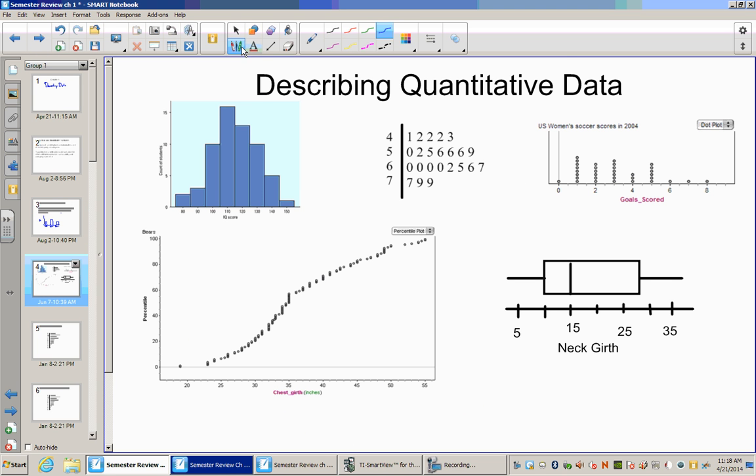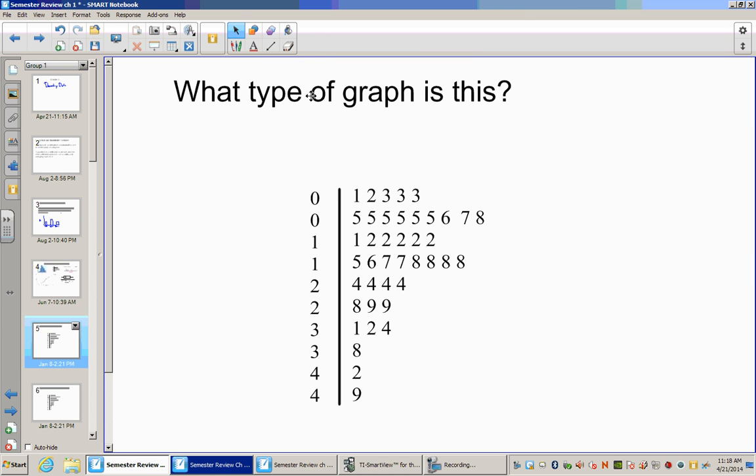Now, when you're describing quantitative data, there's a lot more possibilities, like a histogram or a stem and leaf plot, a dot plot, box plot, or an ogive. Now, an ogive is probably the least common. You should have seen all of these other ones in previous classes. Now, this is a stem and leaf plot, or sometimes just stem plot.